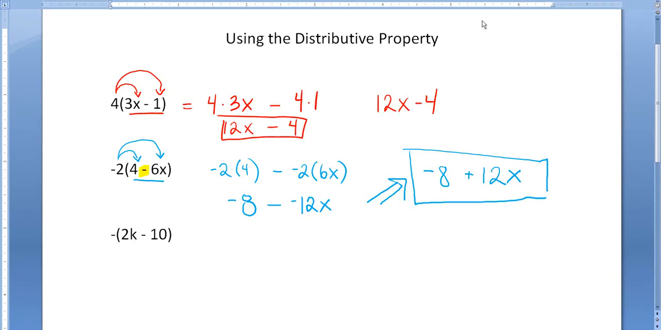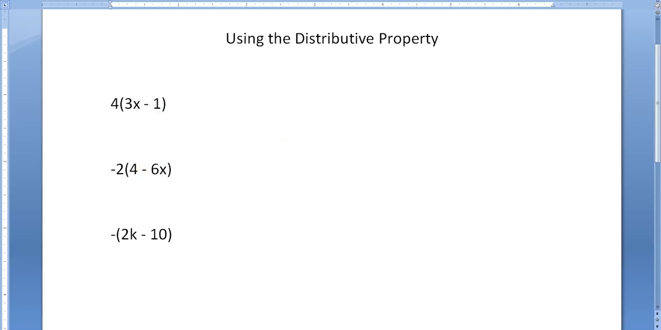Now let me do a little side note here. It is okay to multiply things that aren't like terms. Those aren't like terms, but I can multiply them and get 6x. However, I can't add things, add and subtract, unless they're like terms. So multiplying and dividing is totally fine, but you can't add or subtract unless they're like terms. Okay, let's do this third example.